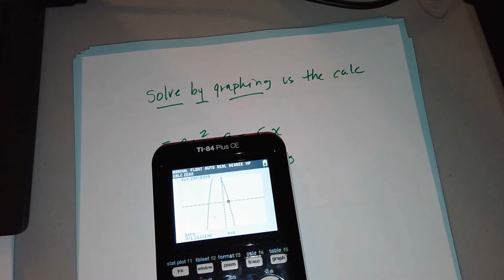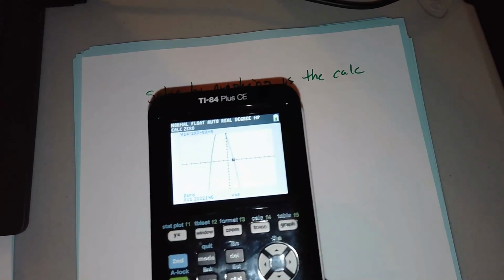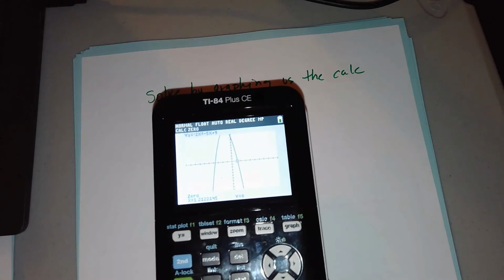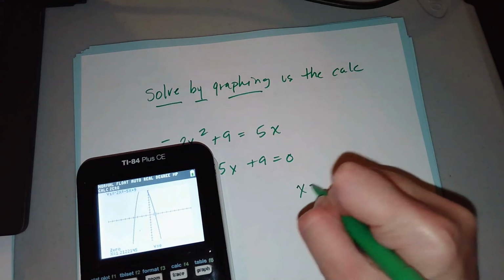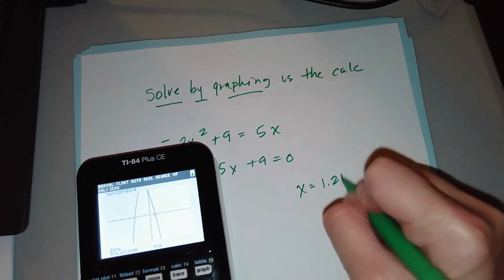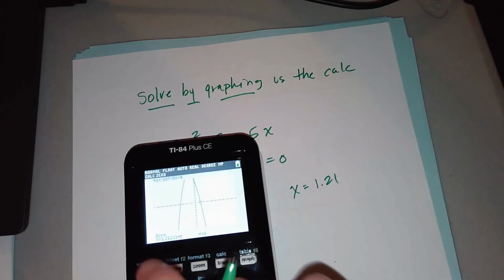And look what it does. It puts the cursor right there on the 0. At the bottom of your screen, I get a 0 of 1.21 approximately. So my solution would be x equals 1.21 if we round to the nearest hundredth. Now remember, there are 2 solutions, so you have to do the same process again.